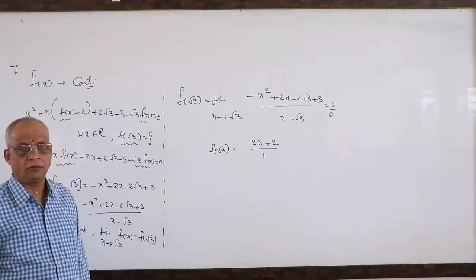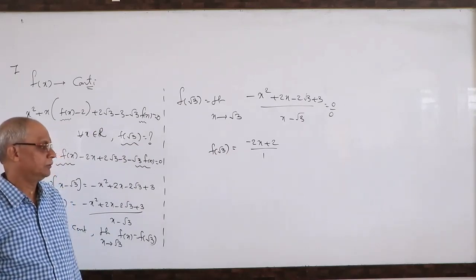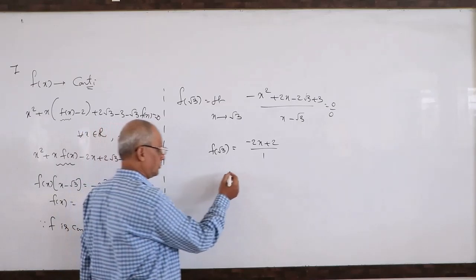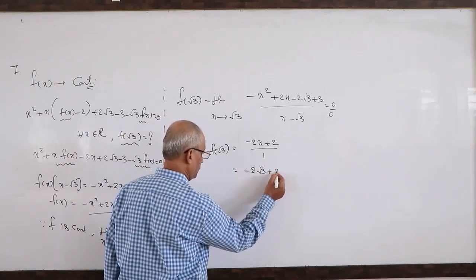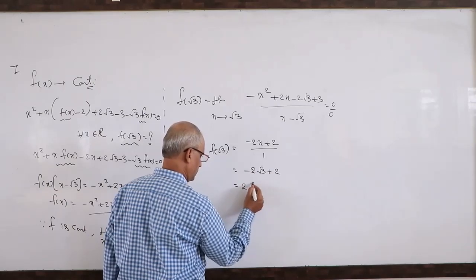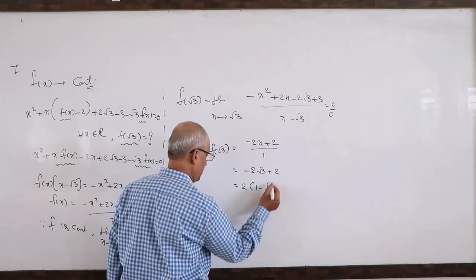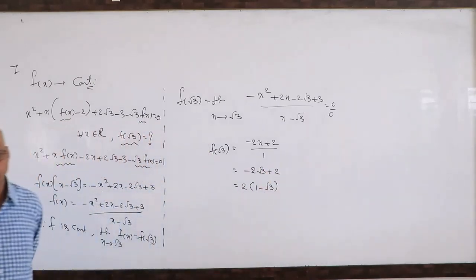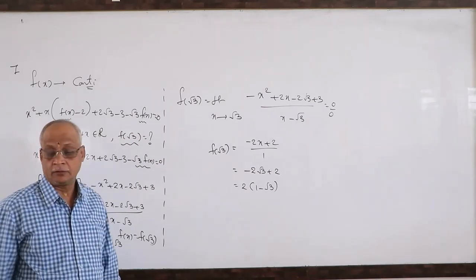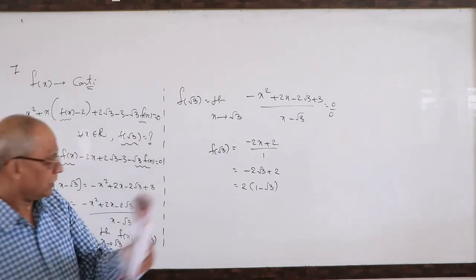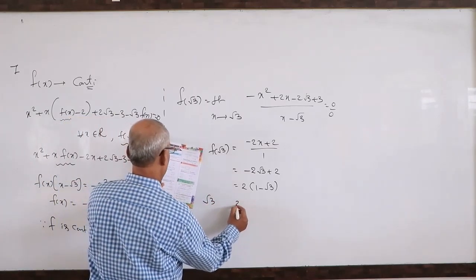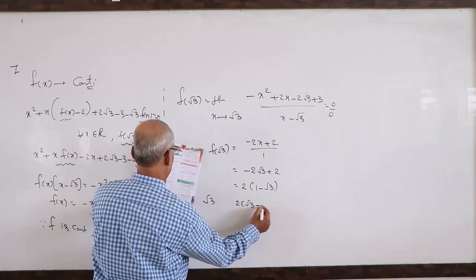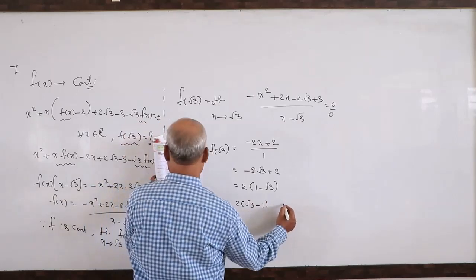Okay. What next? Over. Substitute x is root 3. Minus 2 root 3 plus 2, or maximum you can do, taking 2 common. If you take 2 common, what are the answers here? I write here A, B, C, D. You select the answer. Finally, I will do the solution and then you put A, B, C, D. Very good.